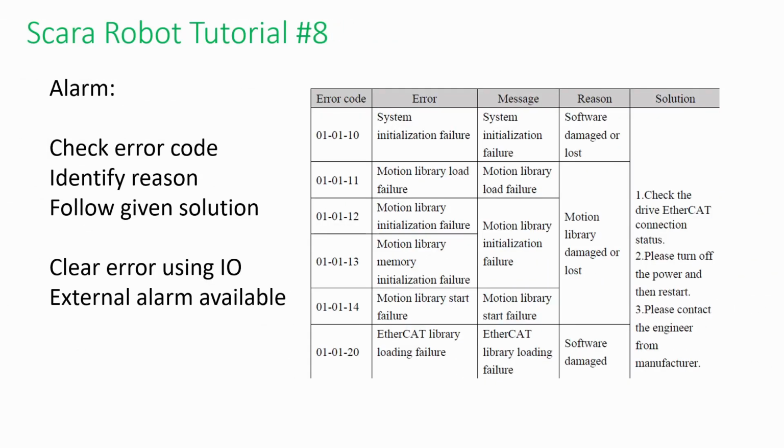Next, if the robot encounters alarms, you can follow the instructions to solve them. First, check the error code to identify the reason. Then follow the solution given to clear the alarm. If you are using a PLC, you can define a digital input at the robot to clear the error. Besides, you can also define external alarms to the robot to cease the operation.